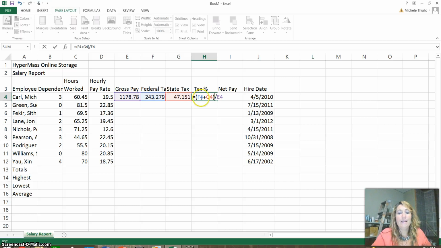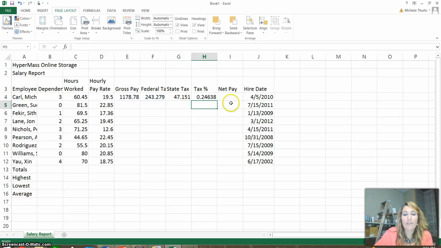So we're going to do that by adding the parentheses so that this is the first thing that happens. Then we will take that number and divide it by the gross pay to find the percentage. So you should have equal parenthesis F4 plus G4 close parenthesis divided by E4. Now whenever I press enter, it looks like it's 24.6%. That's about right for this Excel spreadsheet, because all we have is a federal and state tax, and we're not including Medicare or Social Security in this one.